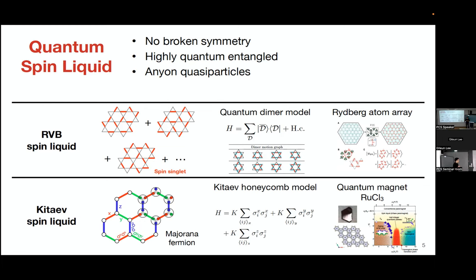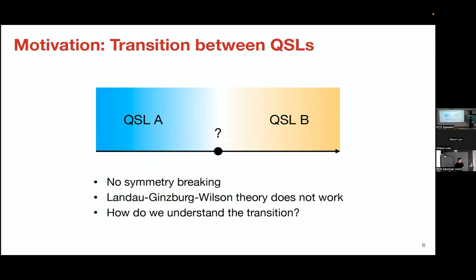In my talk, I will focus on a rather theoretical problem closely related with this Kitaev spin liquid and also this RVB state. So then what is the problem that I'm interested in? So let's suppose we have a system that has different quantum spin liquid phases depending on the parameter regions. Suppose we are controlling some parameter of the system, and the system has a quantum spin liquid A phase in some parameter region. And as we tune the parameter, the system takes a different quantum spin liquid phase in some other parameter region. And these two quantum spin liquids are separated by a single quantum phase transition.